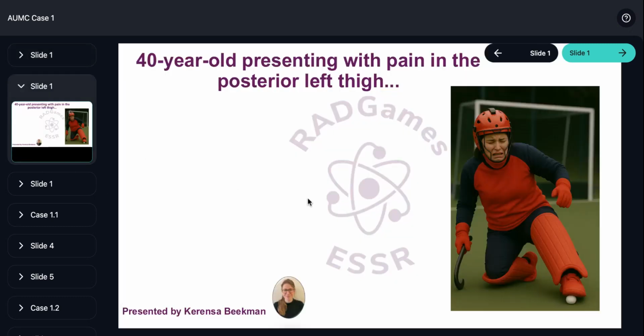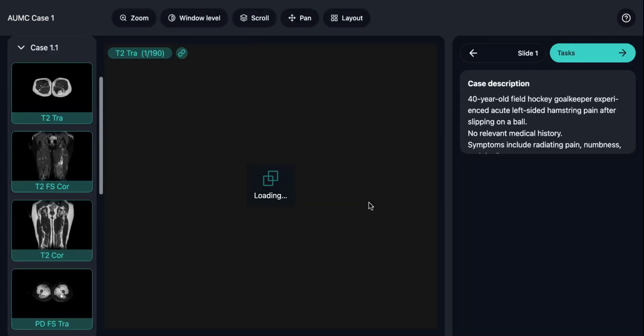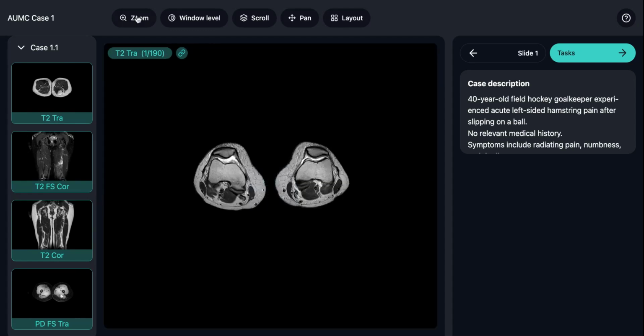So we present a 40-year-old female hockey player. She was a goalkeeper and she flipped over the ball with her left leg, and she instantly had pain in her posterior left thigh, and clinically a proximal hamstring avulsion was suspected. So the first questions were on the normal anatomy.